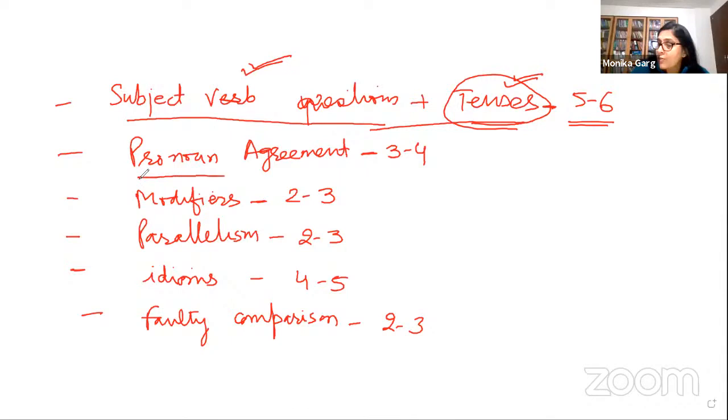Next is pronoun agreement. Pronoun agreement questions can come in a variety of ways. The most common is just to locate the noun for which you've used it and check, is it masculine? Then use a masculine pronoun. So it may be a gender-based question, or it may be a singular-plural thing. Your noun is plural and the pronoun is singular, or vice versa. Or it may be a pronoun case issue.